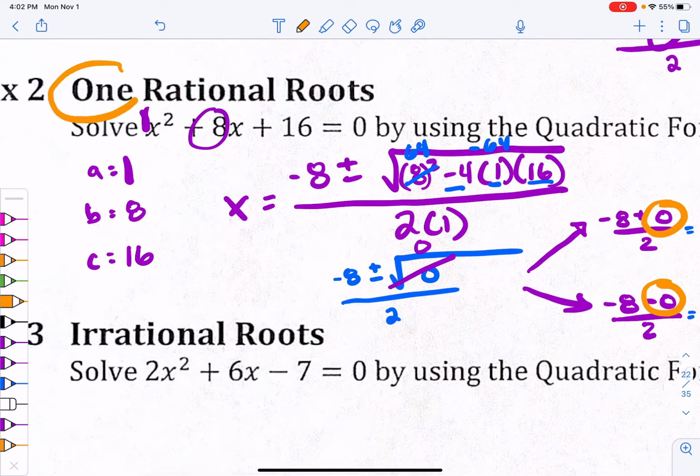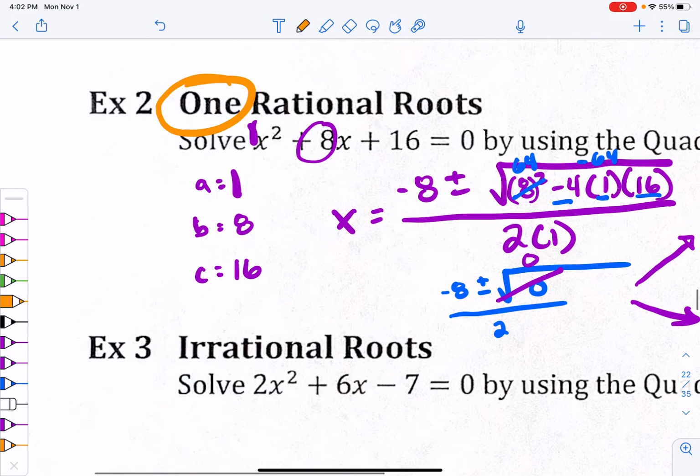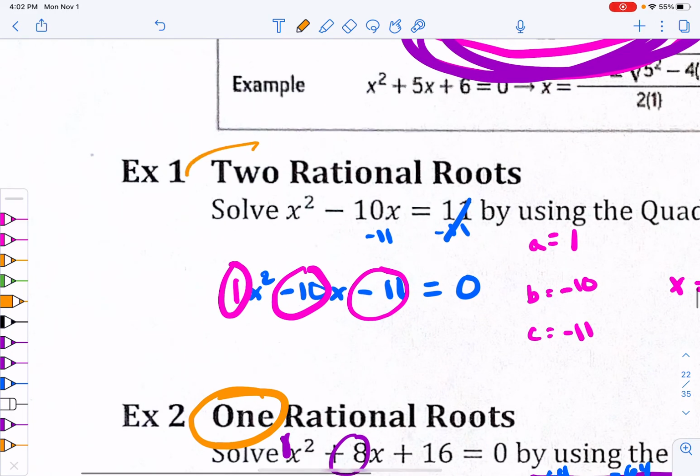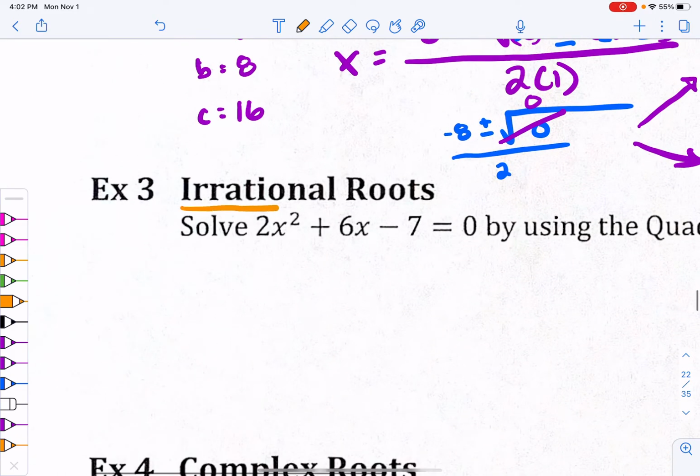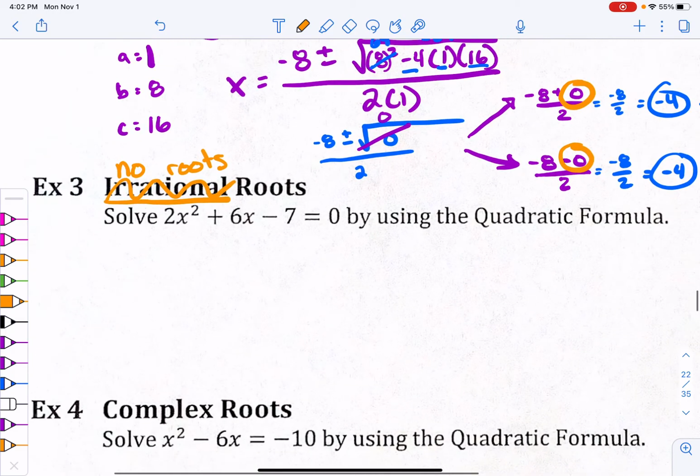And they kind of gave us a little hint about that in example 2, where we have one rational root. This one we had two rational roots, okay? In example 3, this says irrational. I don't like to call them irrational roots. I like to call them no solutions or no roots. Okay, so we're going to have something happen here where we don't have any roots or we don't have any zeros here, okay? So we'll kind of do this the same way, same thing.